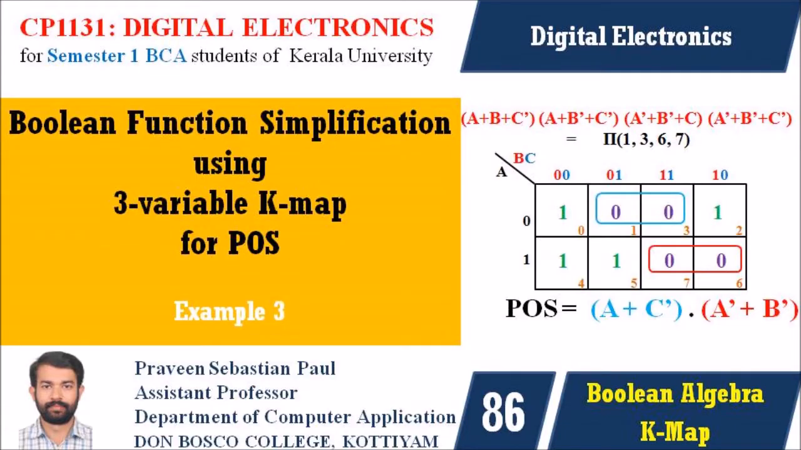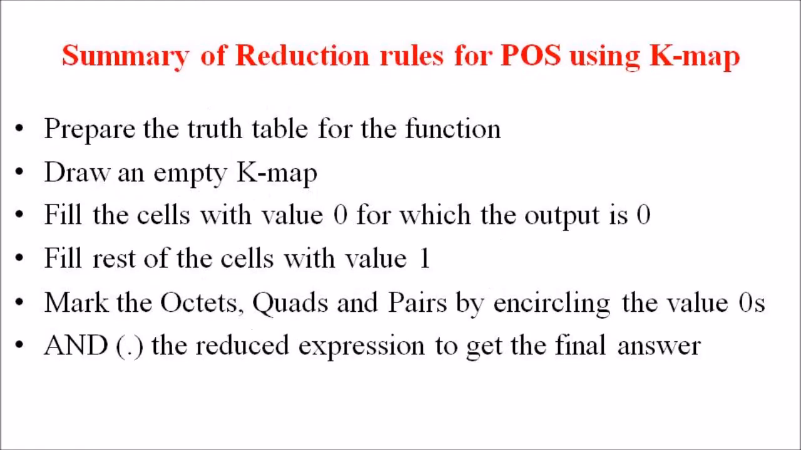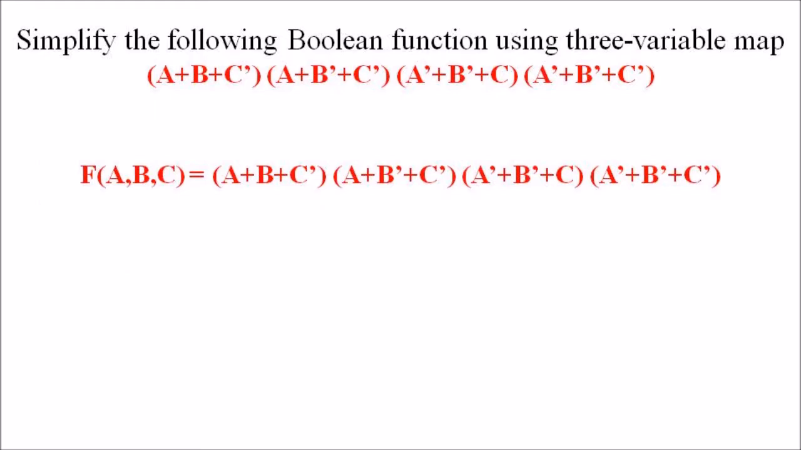In this lecture, we are discussing example 3 for Boolean function simplification using a 3-variable K-map for a POS. In lecture number 83, we had discussed the different rules for POS solution. Those rules include pair reduction, quarter reduction, octet reduction, map rolling reduction, overlapping group and redundant group rules. In the last two lectures, we had discussed two examples of Boolean solution using a K-map for POS. So in this lecture, let us consider the third example.